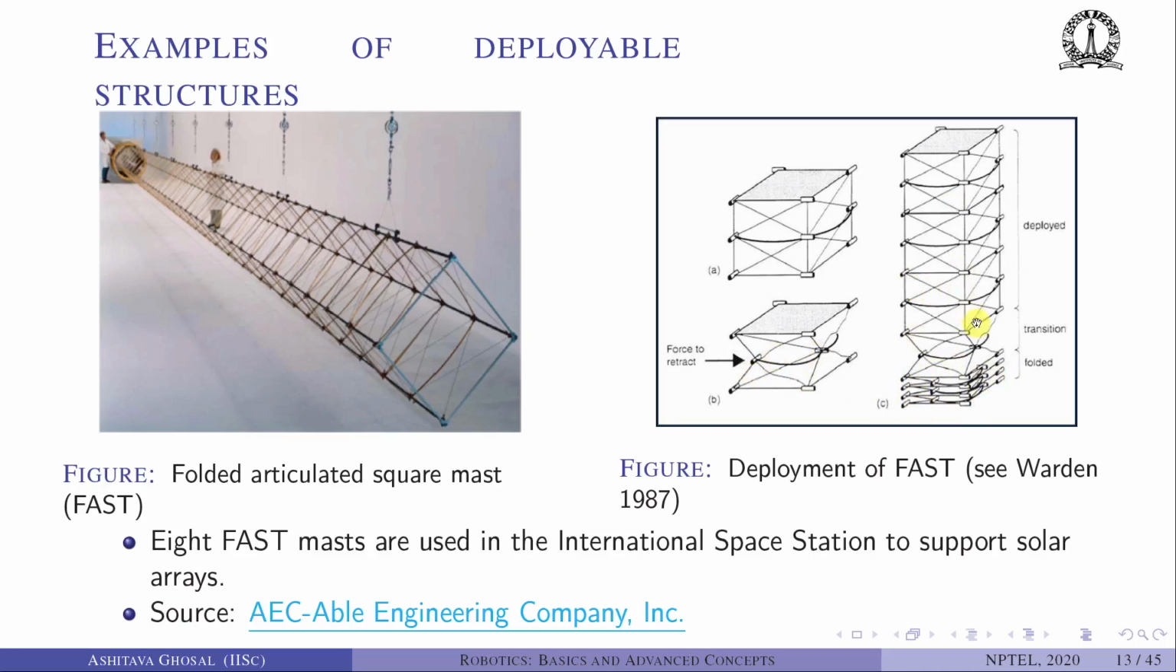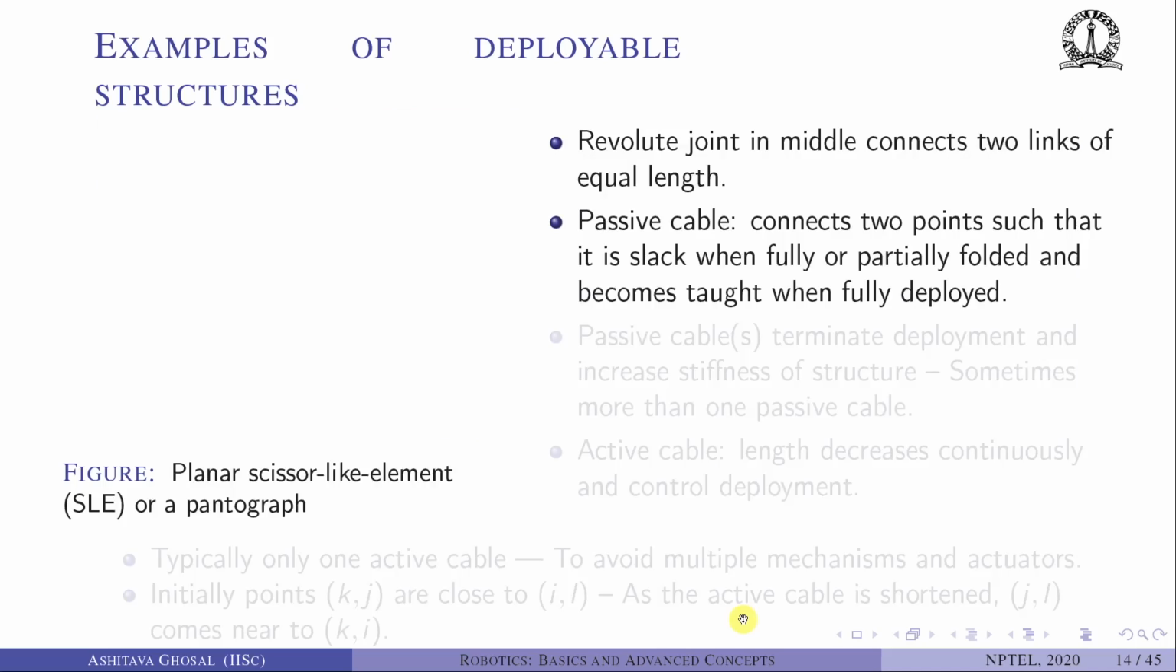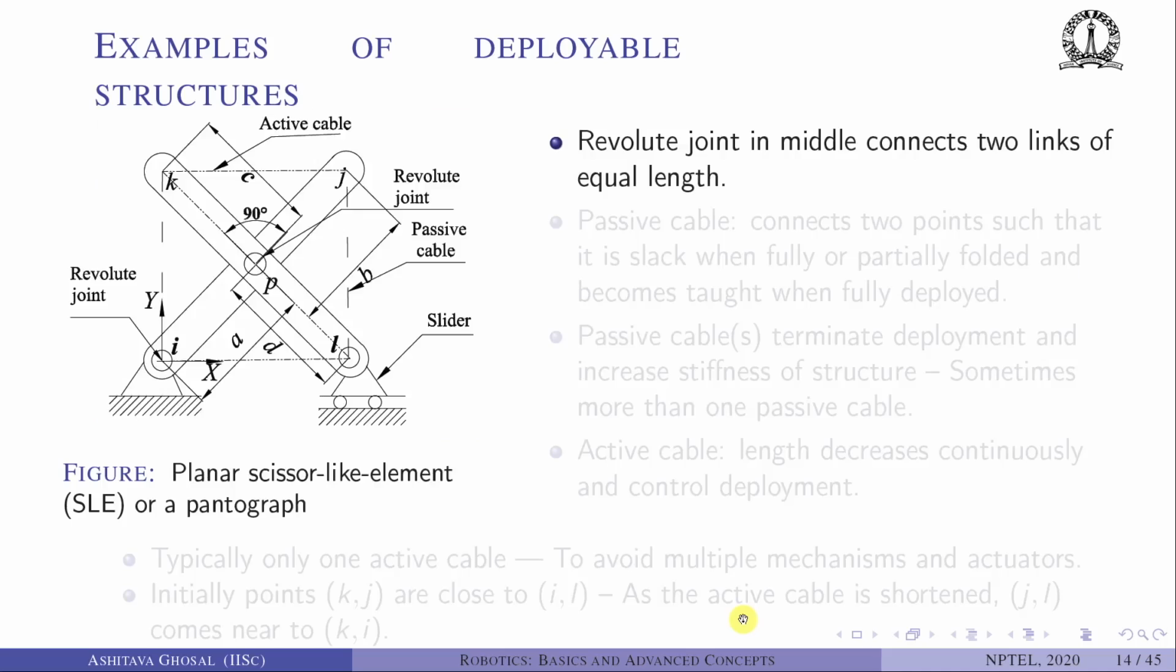Then you actuate some joints, or you actuate 1 degree of freedom, and it starts deploying. And then at the end, it will look like this long mast. So these masts are used in many spacecrafts and many space stations. For example, 8 masts are used in the International Space Station to support solar arrays. Okay, so these are made by many companies, and one such company is this AEC Able Engineering Company. Okay, let's look at some more examples of deployable structures.